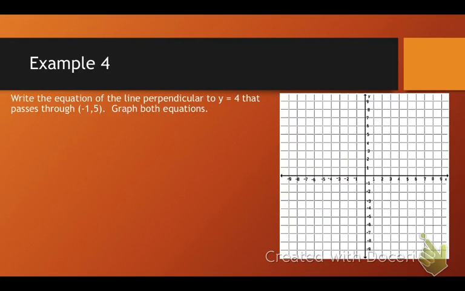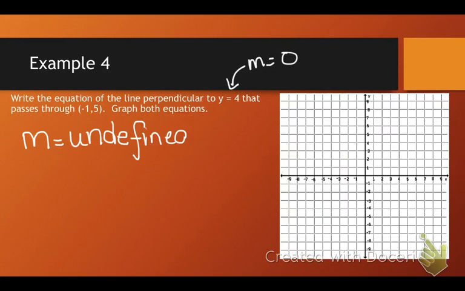In the last example, we are to write the equation of a line perpendicular to y equals 4 that passes through (-1, 5). If it's perpendicular, again, our slope needs to be the opposite reciprocal. Well, the slope of y equals 4 would be a slope of 0. So perpendicular to that would be a vertical line which would have an undefined slope. If the slope is undefined, it cannot even be written in y equals form. It's written in the form of x equals.